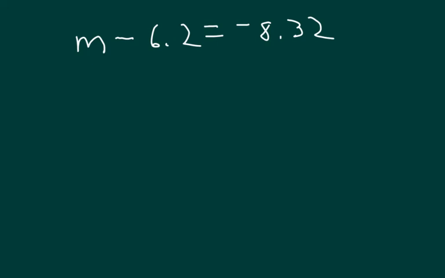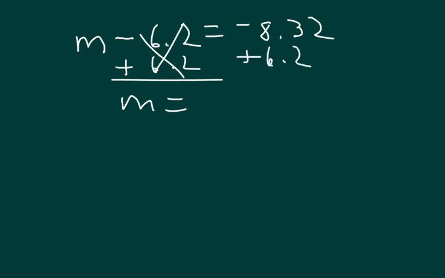Okay, in this example, we start with the number m and we subtract 6.2, so we have to get m by itself, we have to add 6.2, and that gives me a 0 pair here. And if I add 6.2 on the left side, I have to add it on the right side. So now we're back to where we have a positive and a negative. It's like negative 8 plus 6. That would be negative 2. So that's a good way to estimate what your answer should be. You should get something close to negative 2.